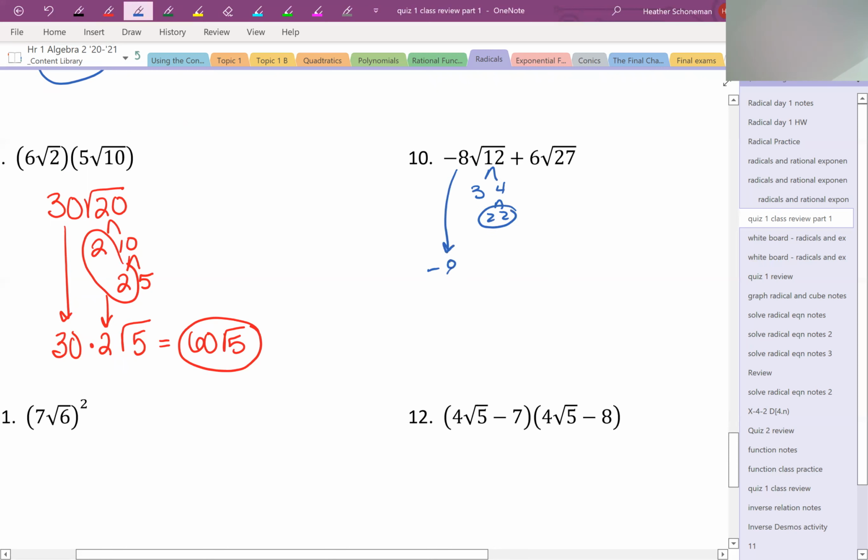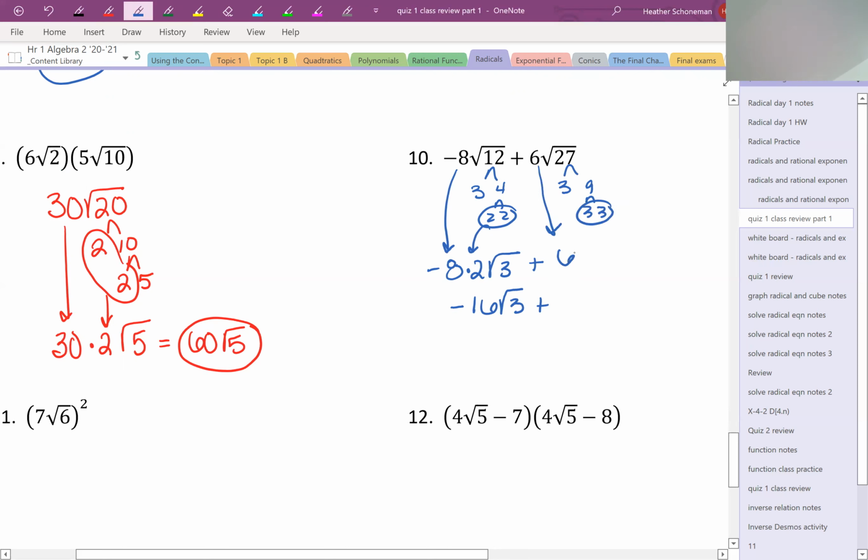So that negative 8 comes out. The 2 can also be pulled out, and the 3 is left over. So we're left with negative 16 square root 3. On the other one, 27 would be 3 and 9 and 3 and 3.